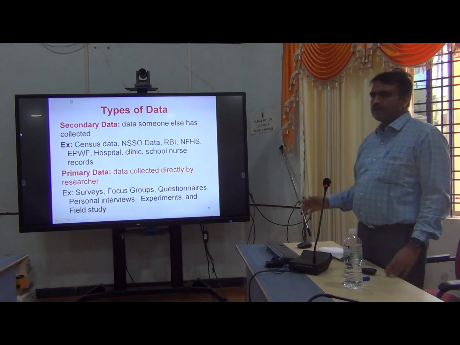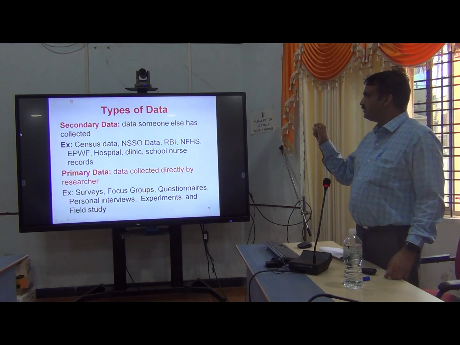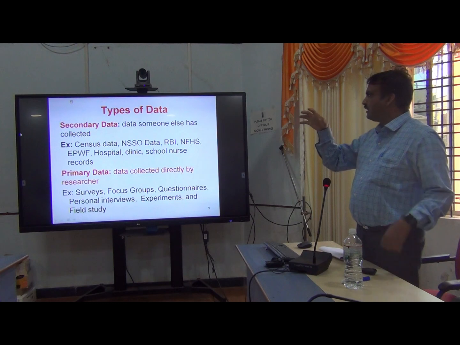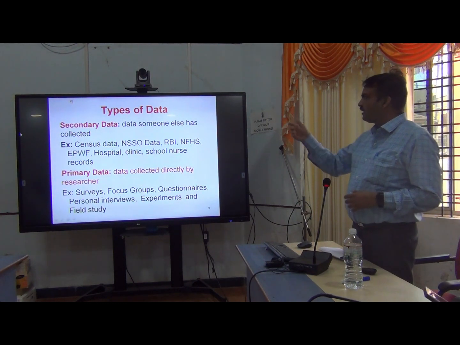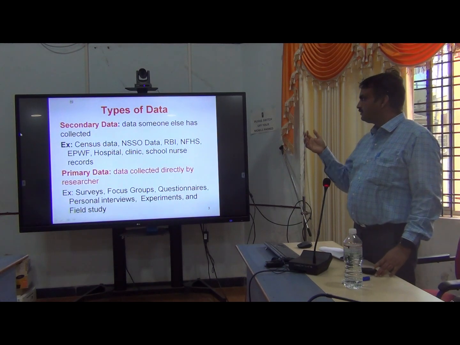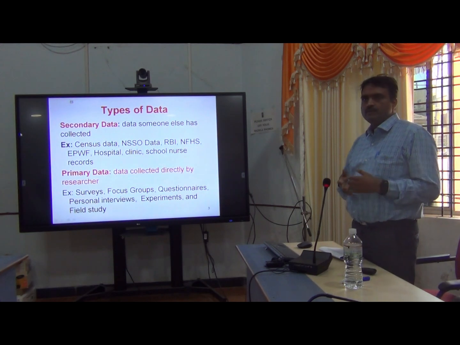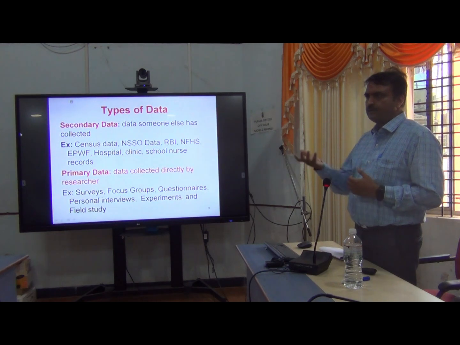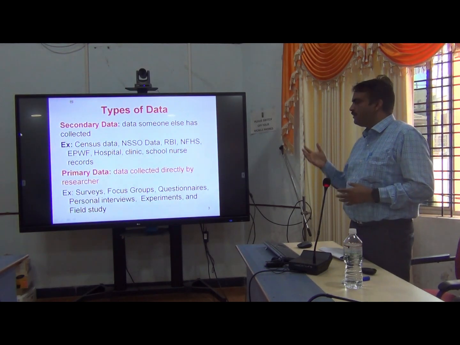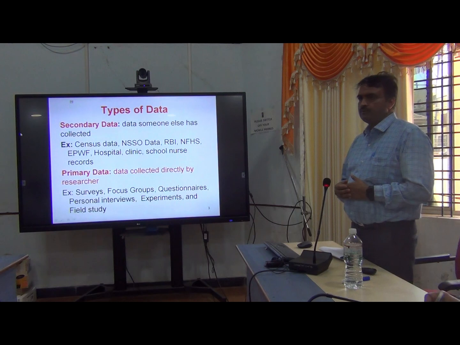There are two types of data, secondary data and primary data. Secondary data, you know that, within secondary also we are collecting qualitative as well as quantitative data. Secondary data, almost all of you are using from the census, NSSO data, different rounds of the NSSO, and RBI. Even you can get plenty of data from the RBI, finance related, everything in the RBI. NFHS, different rounds of the NFHS data are also available on the website.